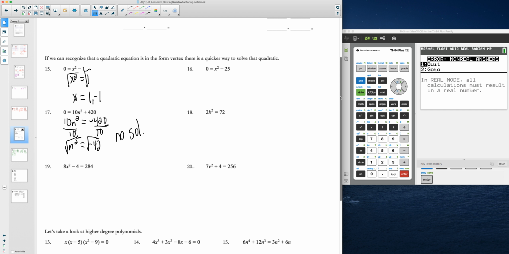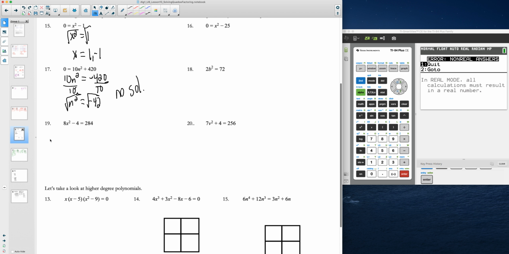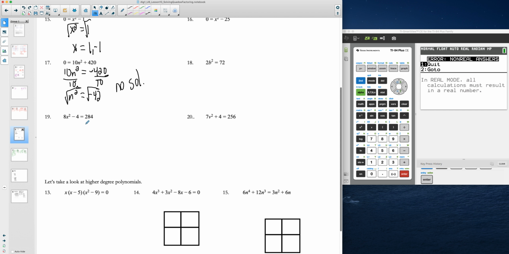Looking at 19. Here we go. We need to make it equal to 0, so I'm going to subtract 284 and subtract 284. Notice there are like terms over here, so I'm going to try to line those up. My pen is starting to slow down here. So 8x squared minus 288 is equal to 0.